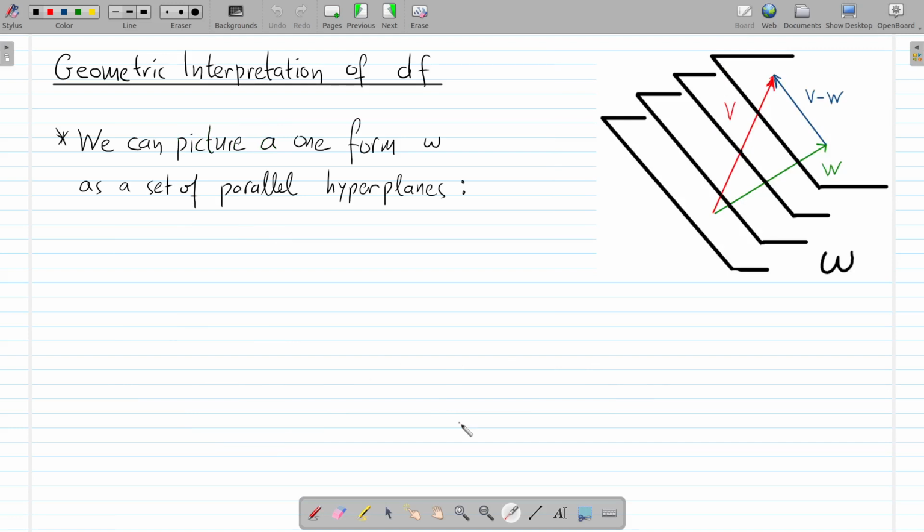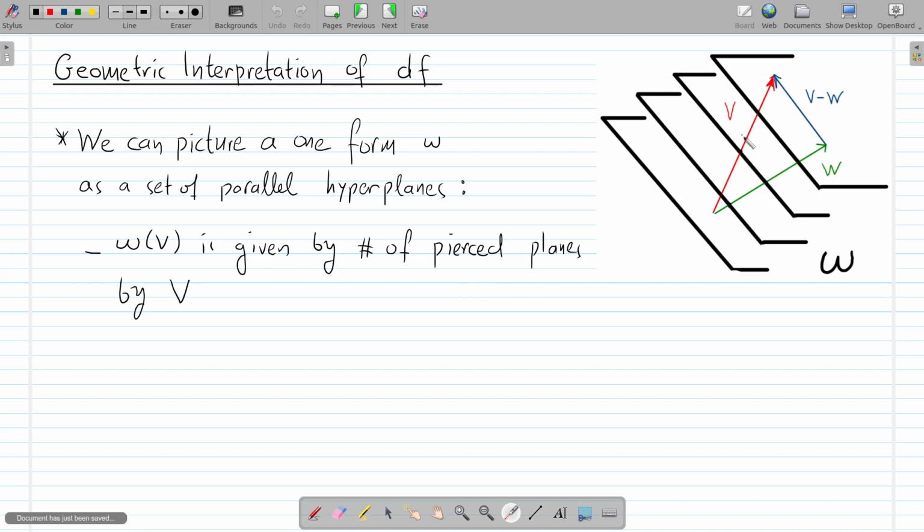We can draw pictures of one-forms in a similar way for any one-form omega. Let's picture omega as a set of parallel hyperplanes in the cotangent space. Then, the action of omega on v can be thought of as being given by drawing an arrow for the vector v and counting the number of surfaces that it crosses. This can be done for any vector v and w, and define each time this contraction.